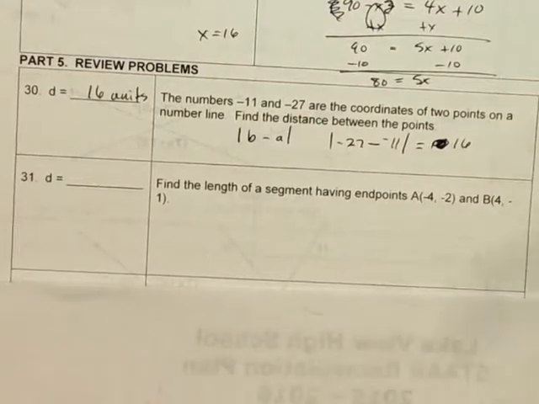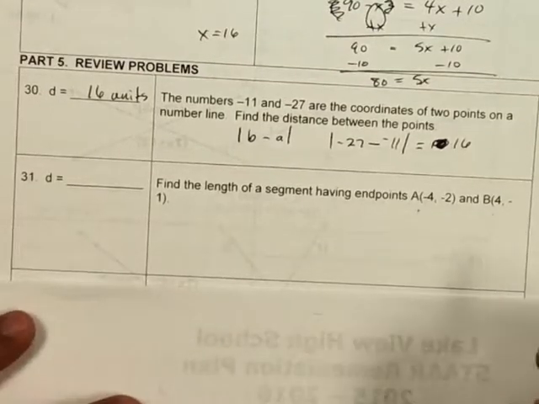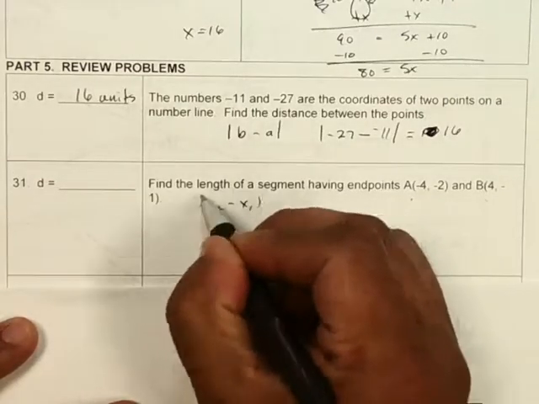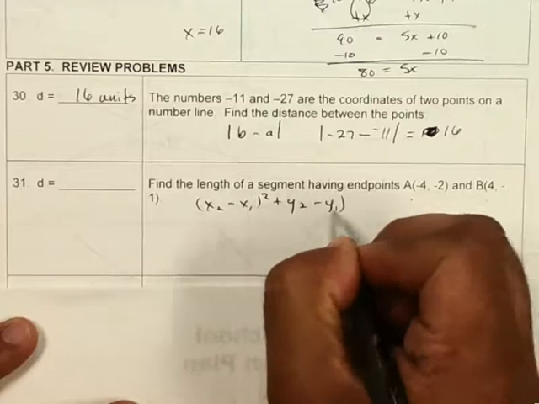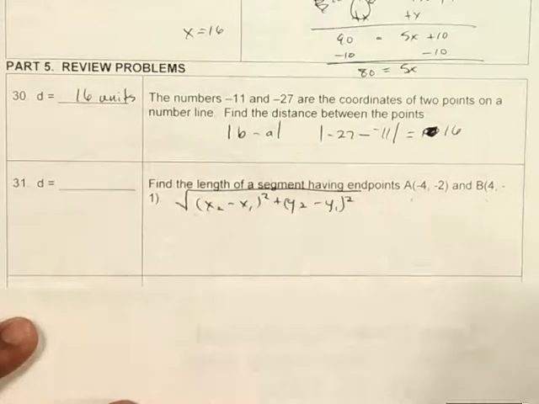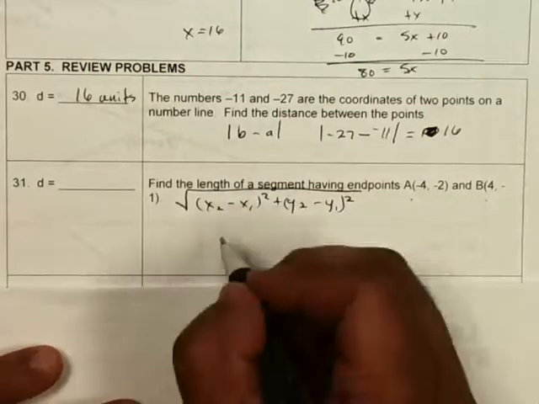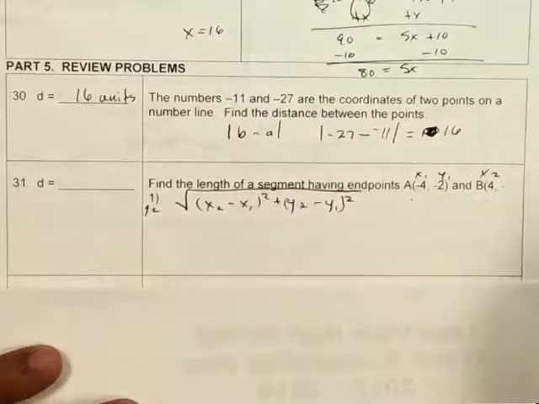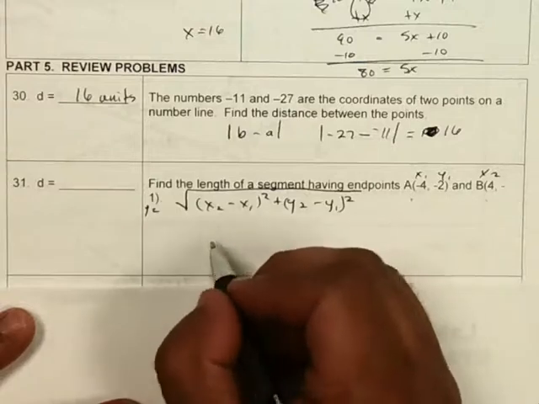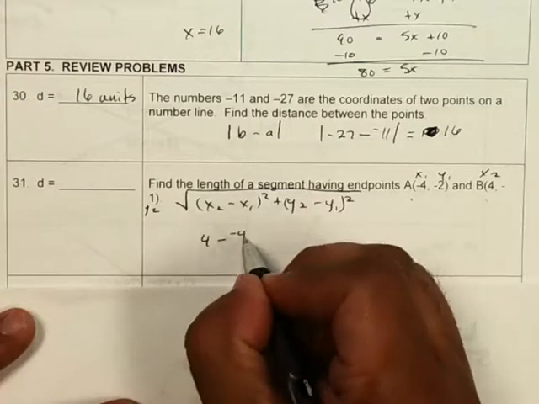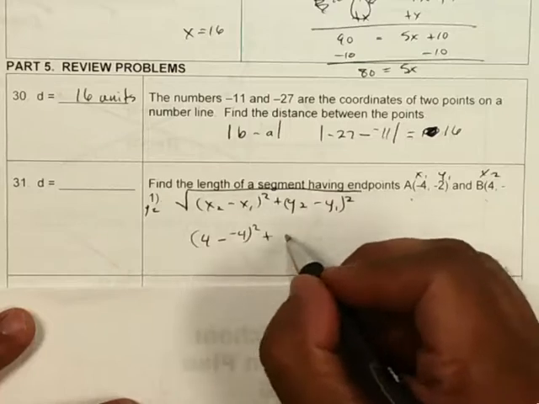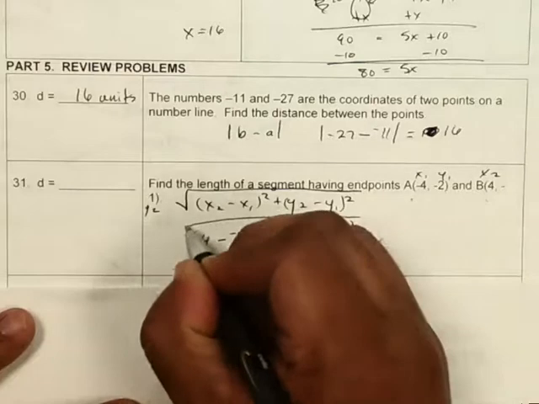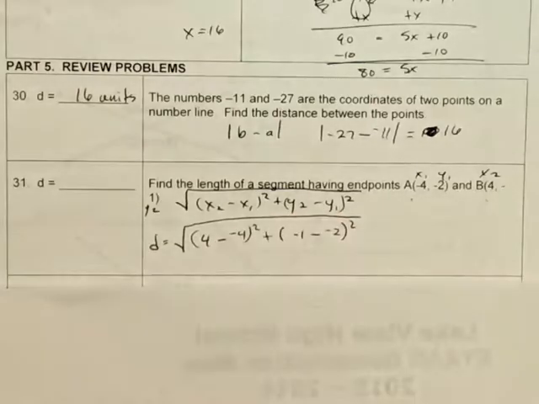All right, next we have to find the length of a segment having endpoints A and B. That means we're going to have to use the distance formula. So that's x2 minus x1 squared plus y2 minus y1 squared, all of that inside the square root. So this would be x1, y1, x2, y2. So we have 4 minus a negative 4 squared plus negative 1 minus a negative 2 squared. All of that is inside the square root.